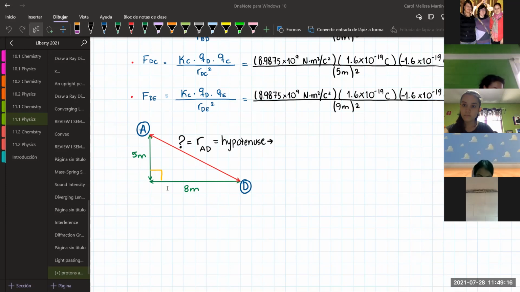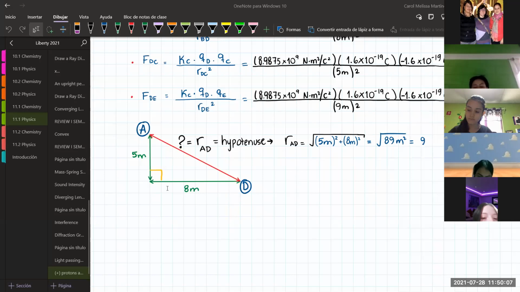So that formula is going to be: distance between A and D is equal to the square root of the two sides, okay, 5 meters raised to the second power plus 8 meters also to the second power. How much is this? Well, this is equal to the square root of 89 meters to the second power. This is equal to how much? 9.44. And these are meters. Okay, these are meters.